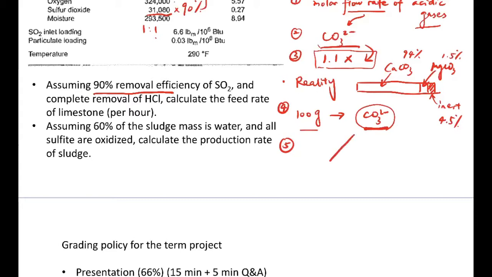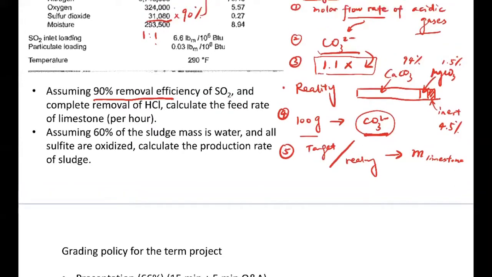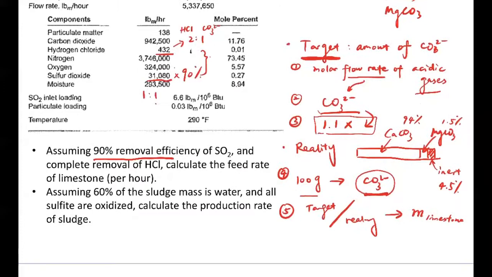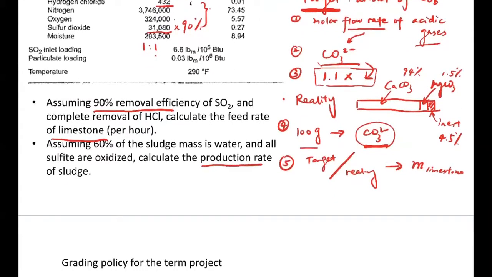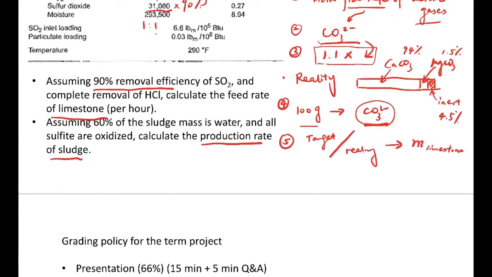So if you basically divide the target by reality, that is going to give you the amount of limestone that's required for this process. So this is a general idea of how we can solve for this limestone feed rate. And in terms of the production rate of the sludge, we can use a similar method, that is to draw out the composition of the sludge.